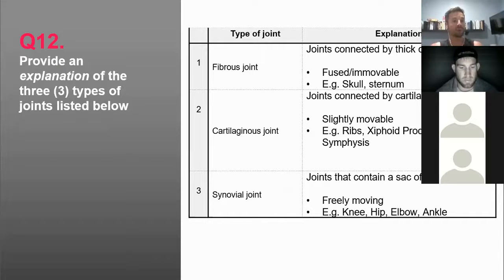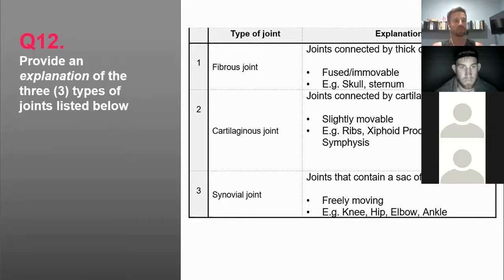The second one is called the cartilaginous joint, and these are joints that are connected by cartilage. These are slightly movable. We want a little bit of movement in these, but not much. Think about your ribs. We want a bit of movement in your ribs to allow you to breathe in and breathe out. But we don't want your ribs moving all over the place because, again, they protect your internal organs. So they're connected by cartilage: the cartilage of the ribs connecting to your vertebrae at the back, and the cartilage of your ribs connecting to your sternum at the front.